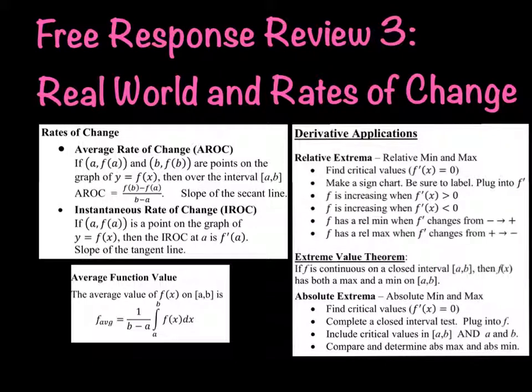And then these, which we've talked about several different times, but just highlighting them again, if they're asking for a relative min or max, okay? And actually if they ask for an absolute min or max, either way you're going to find your critical values by setting the first derivative equal to 0. Then where these differ is for a relative min or max, you're going to make a sign chart, and you are going to be answering questions like, when is f increasing? Well, that would be when f prime is greater than 0.